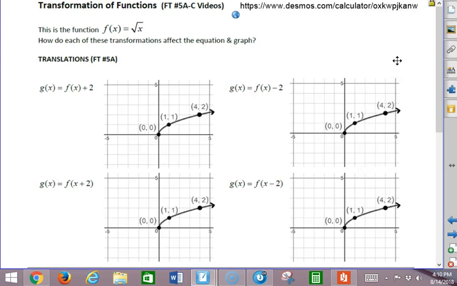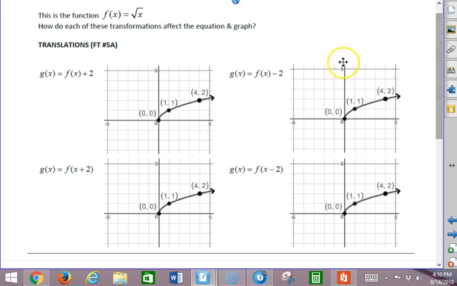We're now going to start a series of videos on transformations. The first type of transformation we're going to look at are translations. On this first page, we're going to be doing translations of the function f of x equals the square root of x. So the first step is just to have a good idea of what that original graph looks like.